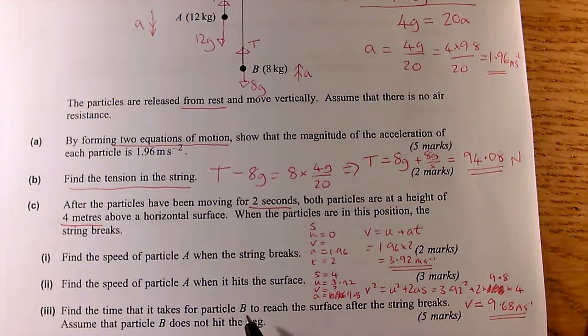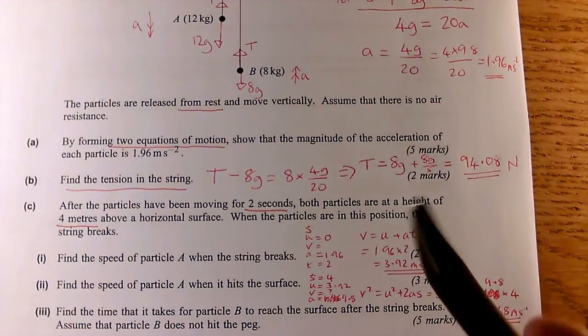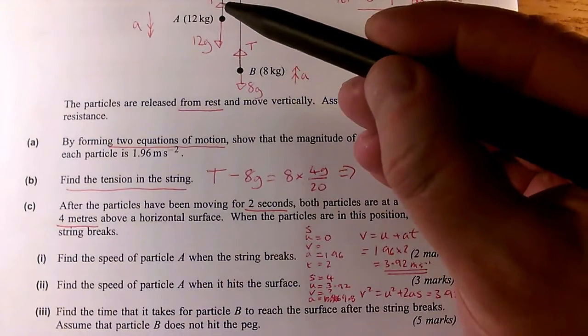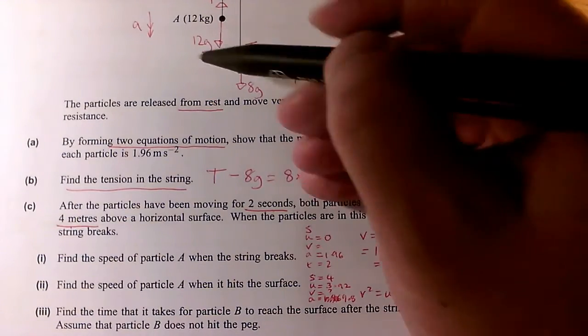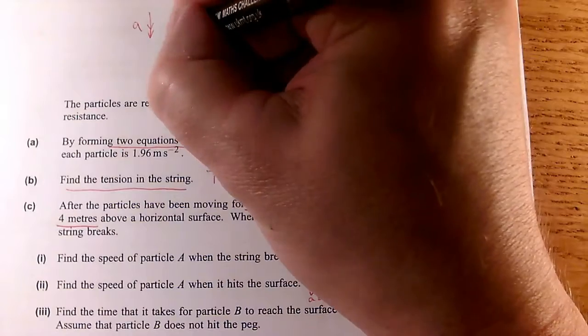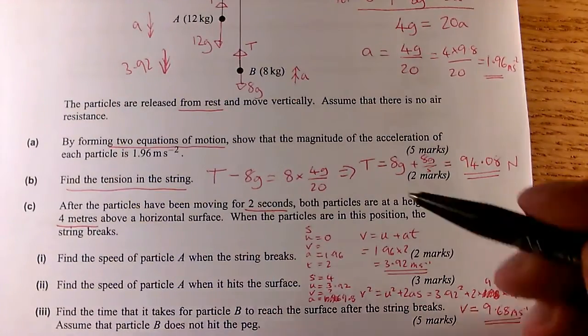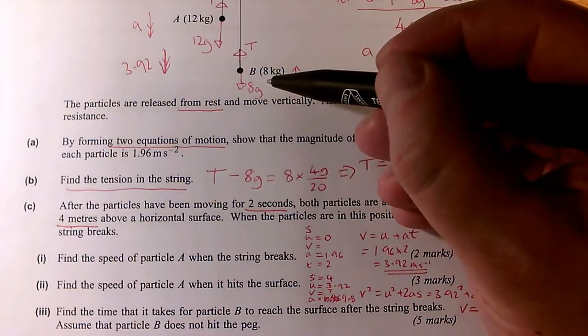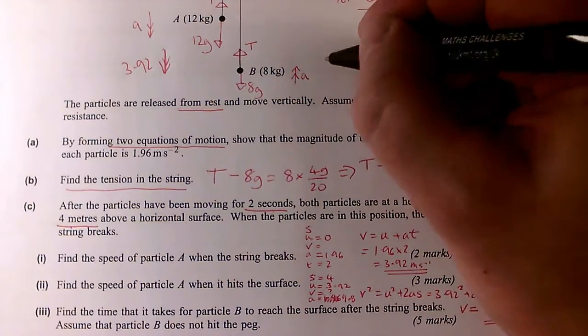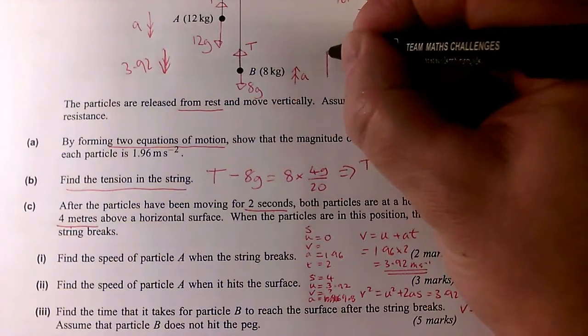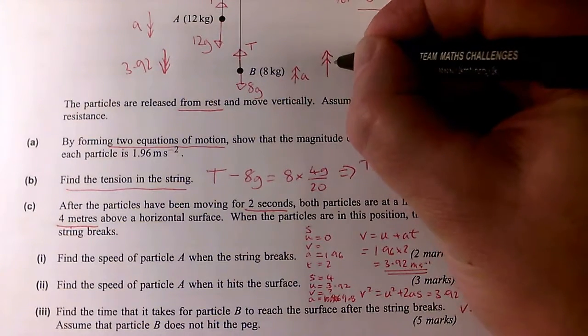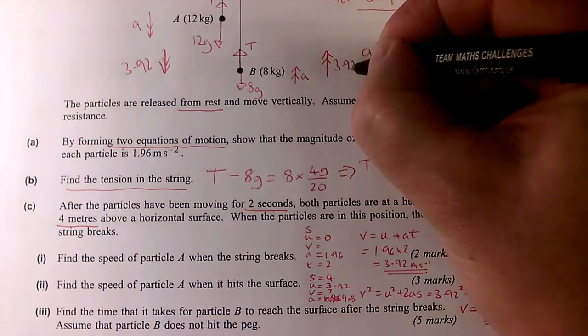Now we're thinking about particle B, and how long it's going to take B to reach the surface after the string breaks. So what will be happening to B? Well, we've been considering A all the time. When the string broke, we worked out that A was travelling downwards at a speed of 3.92 meters per second. But B is attached to the other end of the string, and up to the point the string breaks, what B does is exactly what A does, but in the opposite direction. So B is travelling upwards at 3.92.